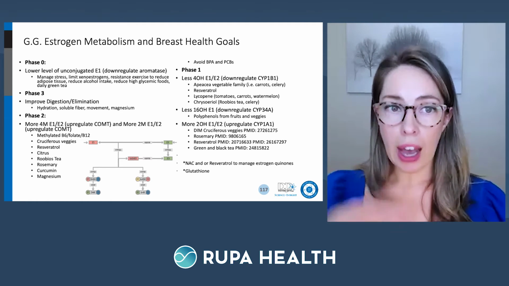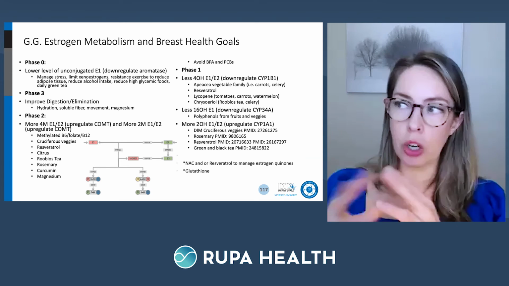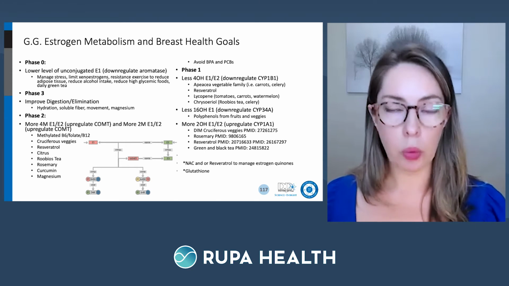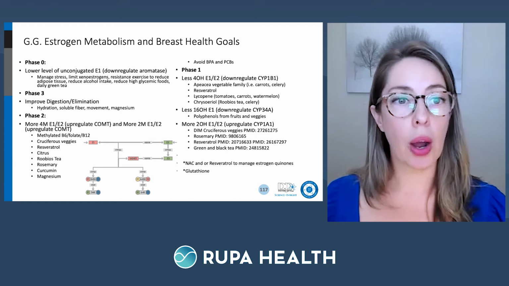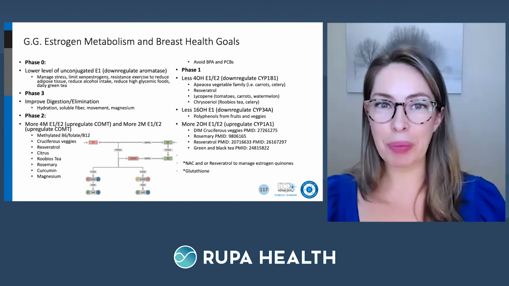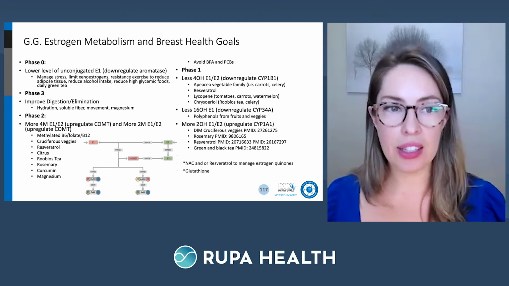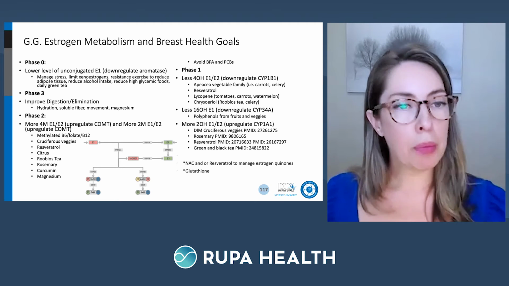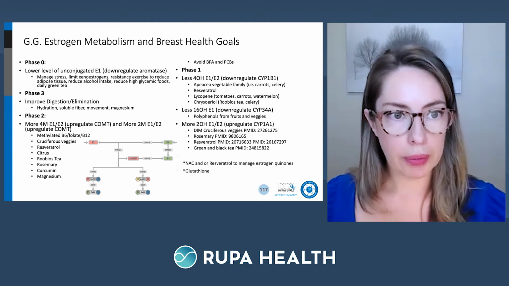So for the estrogen metabolism, I'm calling this phase 0. I want to lower that unconjugated E1 in the urine. So I'm going to downregulate aromatase. And these are all the highlights that I had from earlier slides. I'm just pulling that into this slide. I'm going to do phase 3 improvement, then move to phase 2, then phase 1.